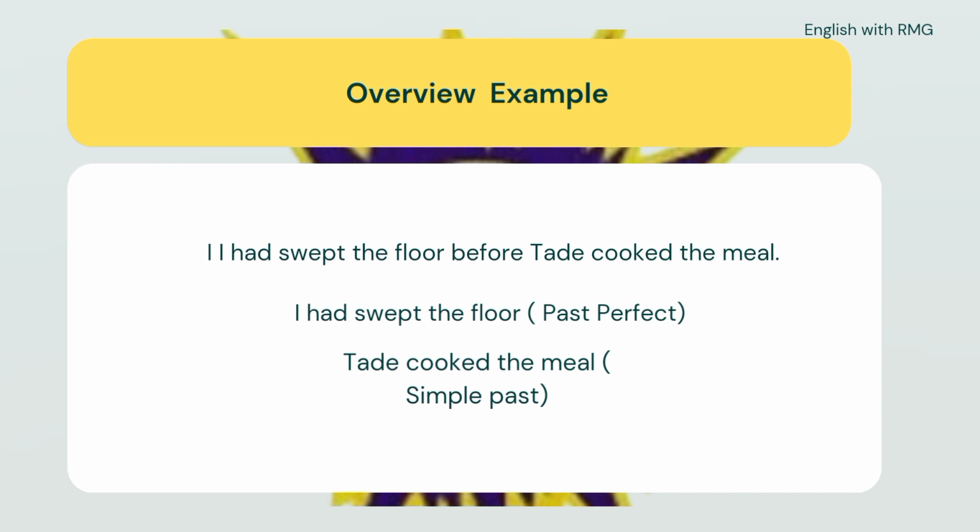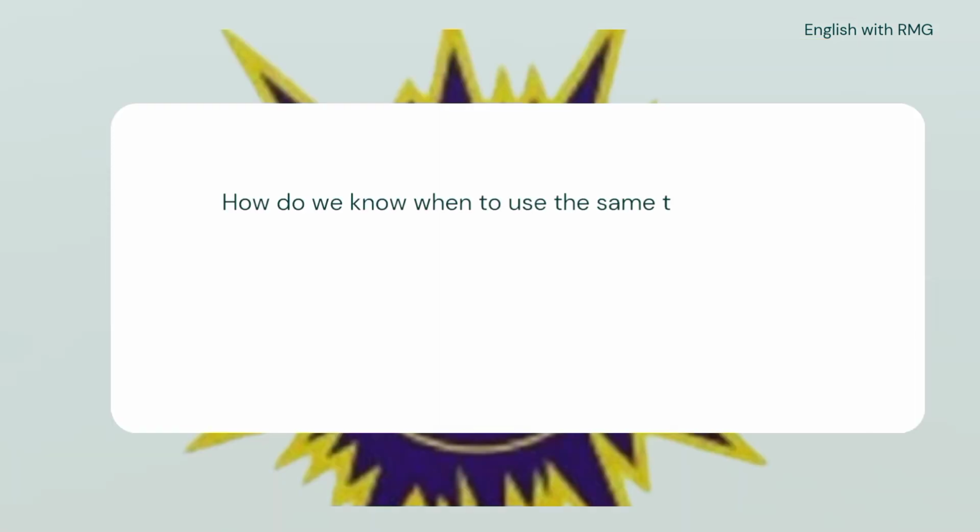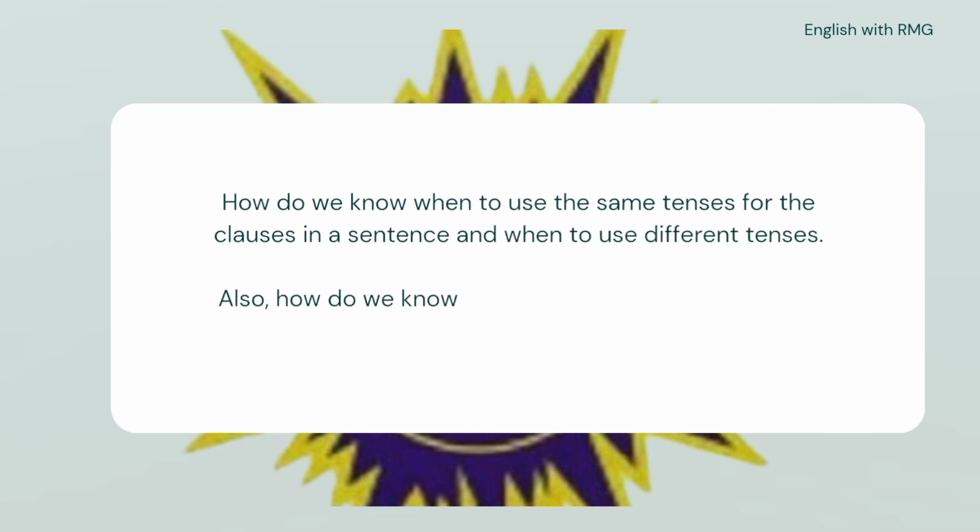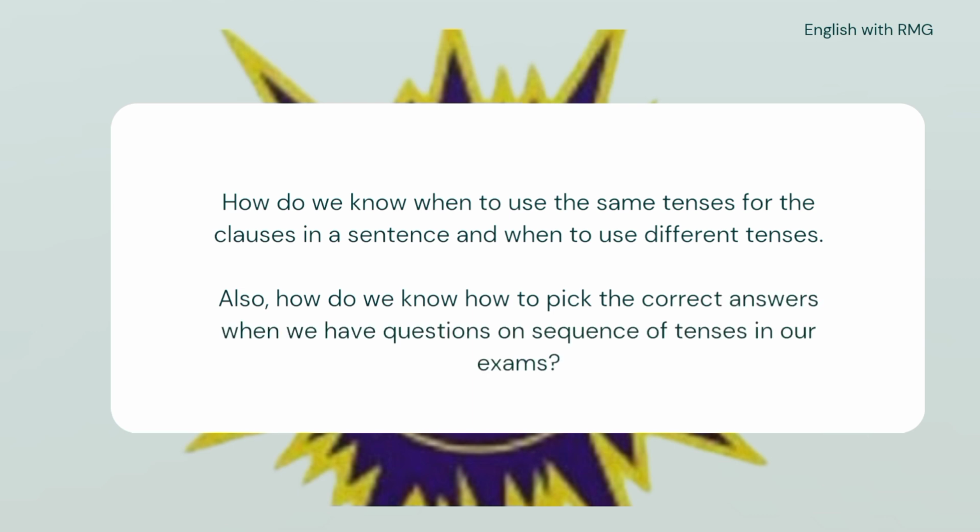That is, we can have the same tenses in one sentence and we can as well have different tenses, which helps us to express different times in which actions are carried out in the same sentence or in the same structure. Do you understand? Please, if you have any question, you can put it in the comments. But let's continue. How do we know when to use the same tenses for the clauses in a sentence and when to use different tenses? Also, how do we know how to pick the correct answers when we have questions on sequence of tenses in our exams? So this is what takes us to the rules that guide sequence of tenses in English.